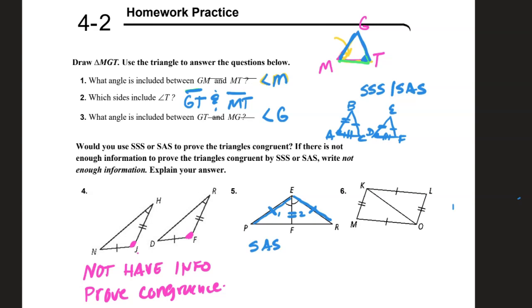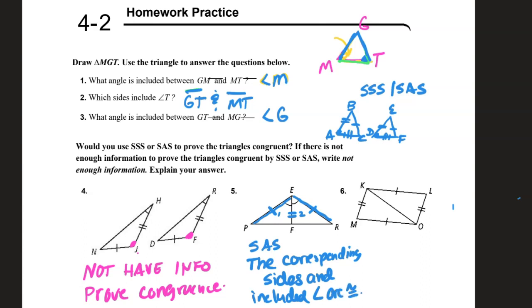So you would have to write at home, these two triangles are congruent because corresponding sides and the included angle are congruent. Make sure that you write a sentence. These two triangles are congruent because the corresponding sides and the included angle are congruent.